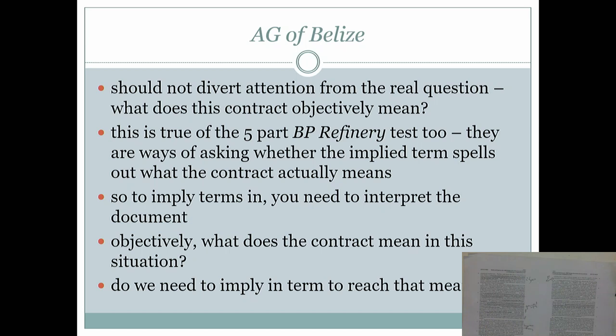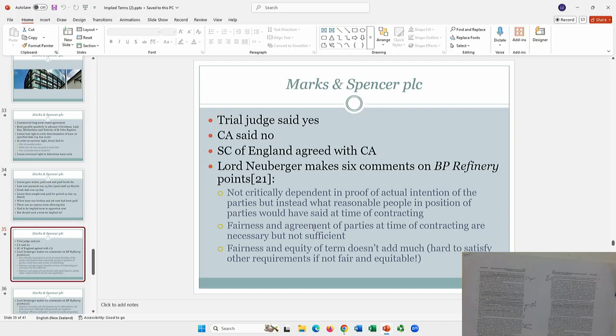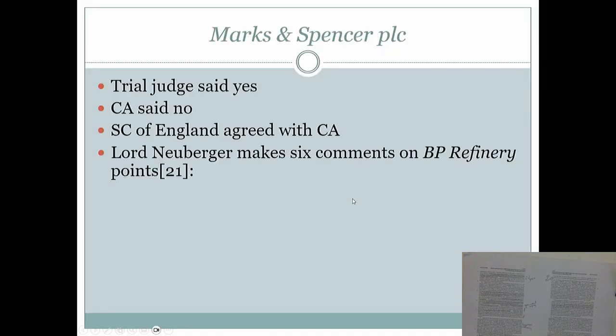And what the parties intended, what a reasonable person would think the contract would mean, is relevant for figuring out if there's a gap. But then filling that gap is an implication exercise. So I just want to, again, I'm not going to go through the weeds of Marks and Spencer, but Lord Neuberger in Marks and Spencer made six comments relating to BP refinery.